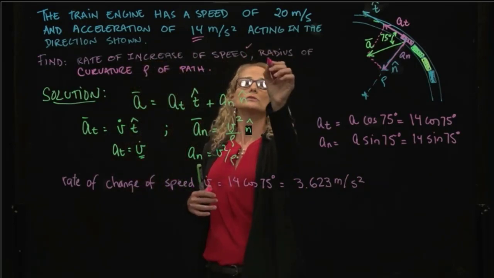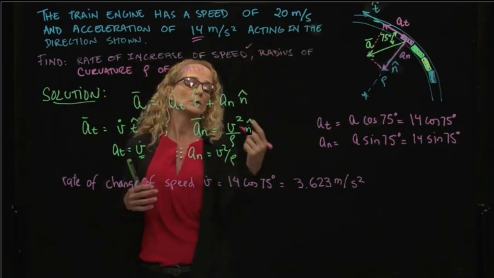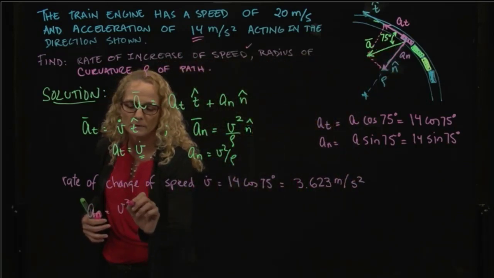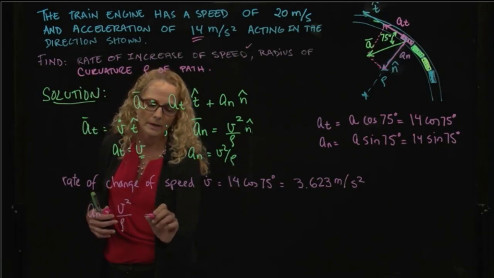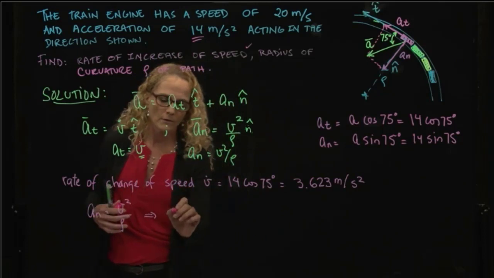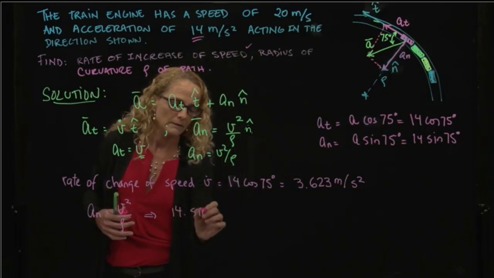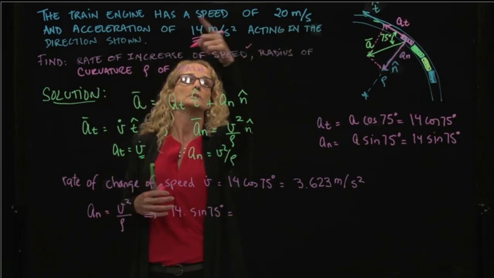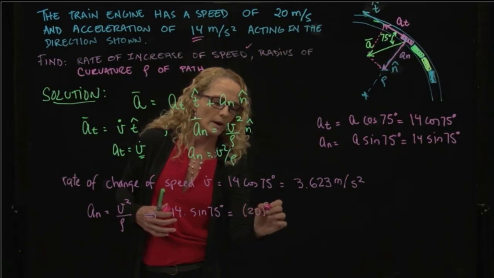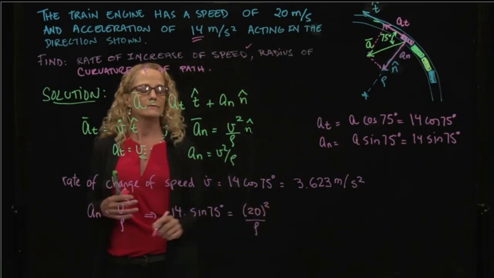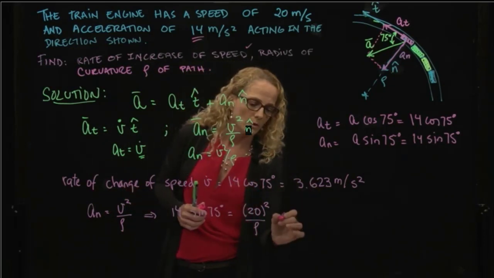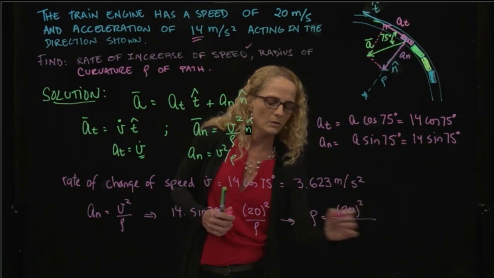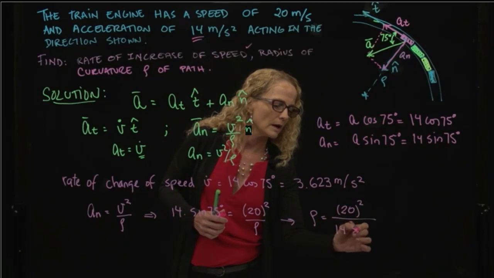To get the next question, the radius of curvature of the path, we will use the normal acceleration. We know that the normal acceleration is velocity squared over rho, right? And the normal acceleration is 14 sine of 75, which equals the velocity, which is given, 20, squared over the radius of curvature. That is the variable that we are looking for. So we solve for the radius, and we get 20 squared over 14 sine 75.